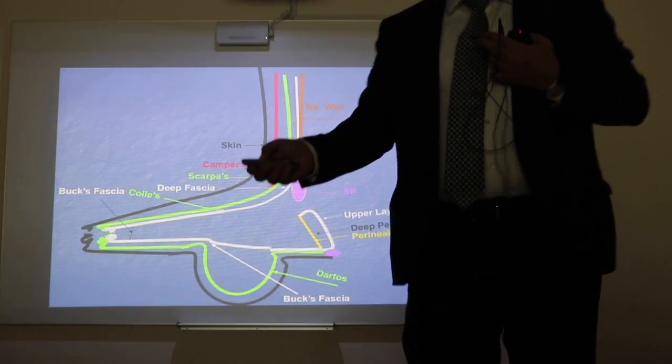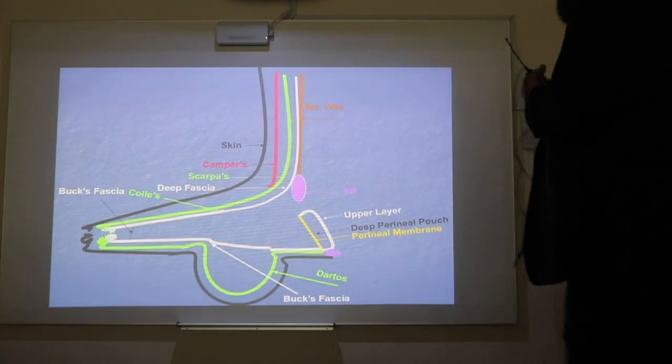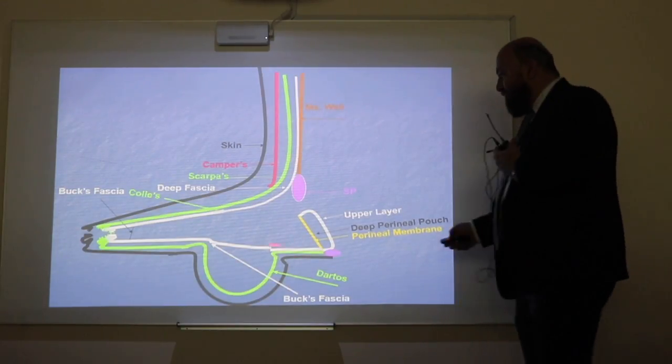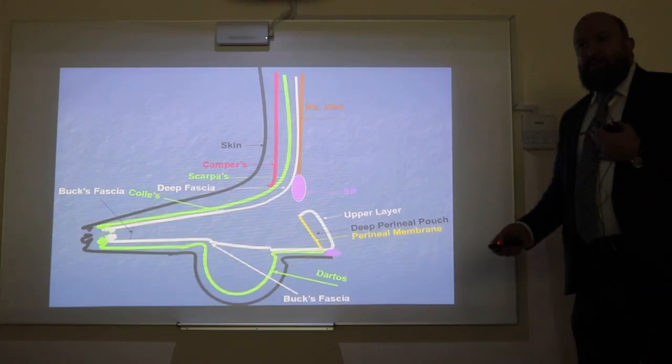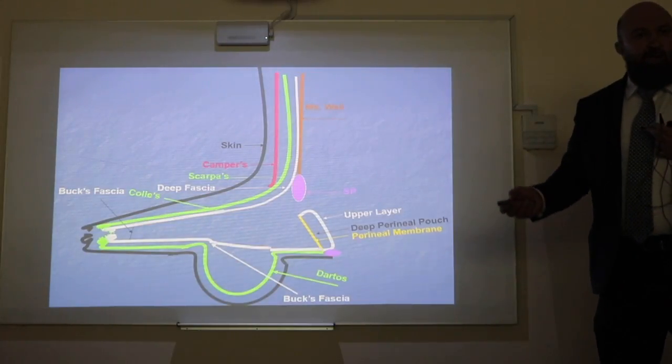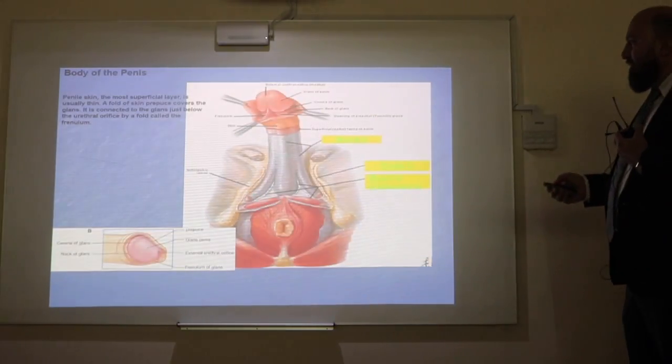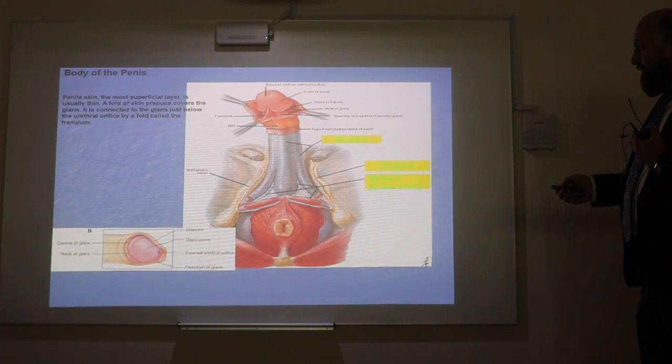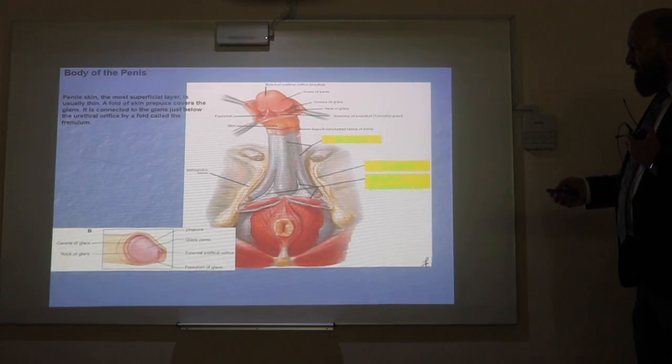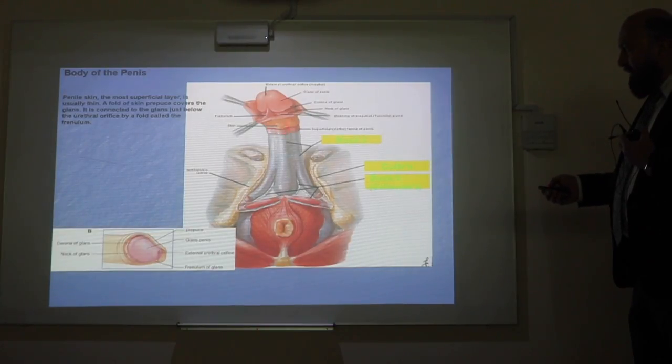What about the deep fascia? Deep fascia becomes Buck's. The difference between Buck's and Colles is that Buck's does not go to the scrotum. So it will be something like that. You will have the skin. Underneath the skin you will have dartos, Colles. Underneath Colles is Buck's fascia.